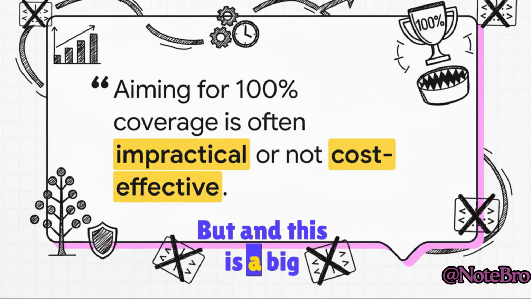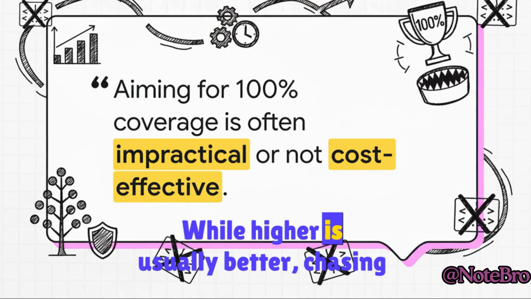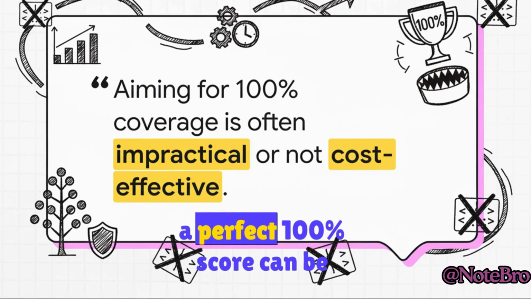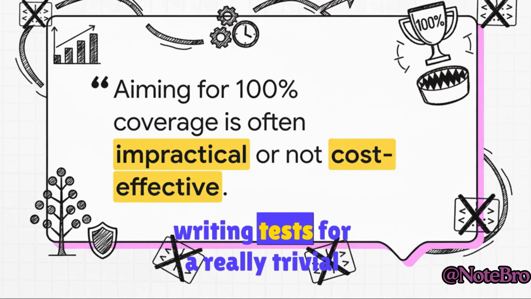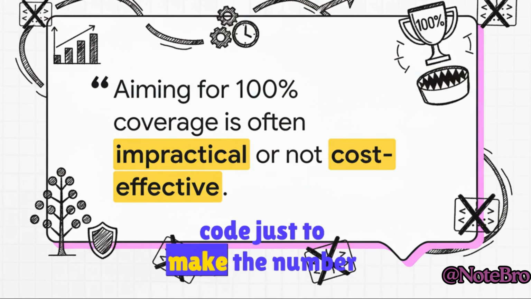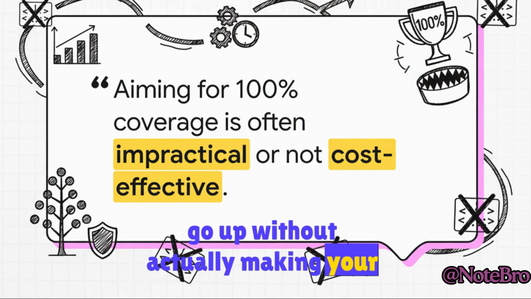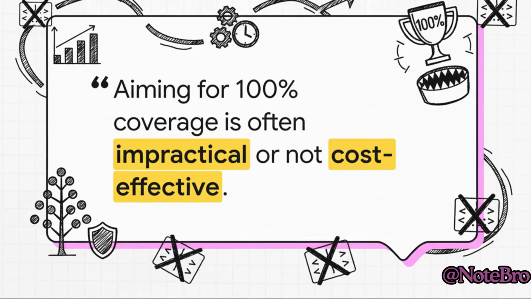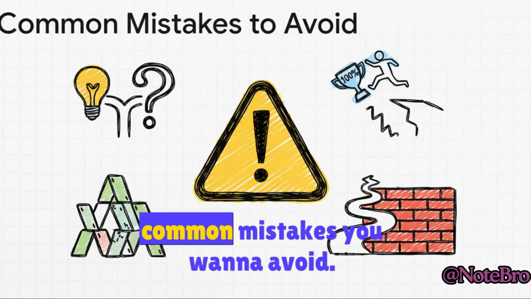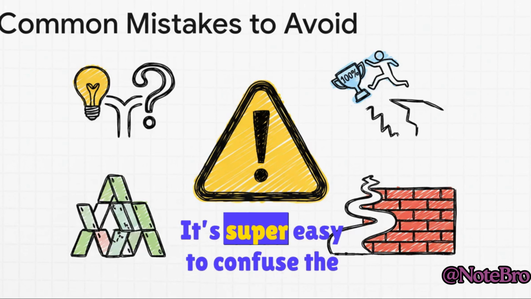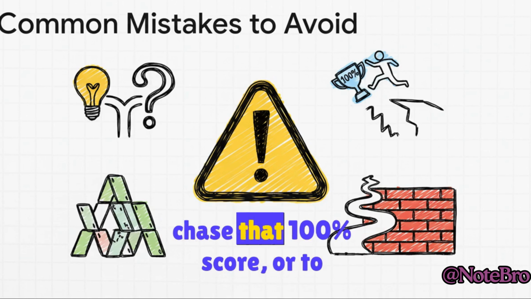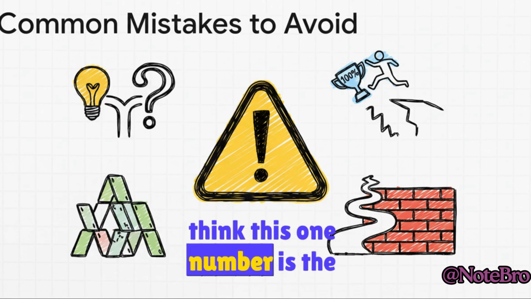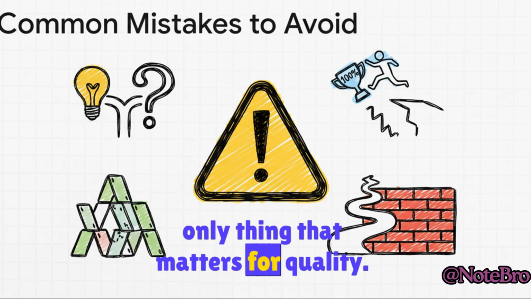But, and this is a big but, while higher is usually better, chasing a perfect 100% score can be a total trap. It often means you end up writing tests for really trivial code just to make the number go up, without actually making your software any better or more reliable. And there are definitely a few common mistakes you want to avoid. It's super easy to confuse the different coverage types, to just blindly chase that 100% score, or to think this one number is the only thing that matters for quality.